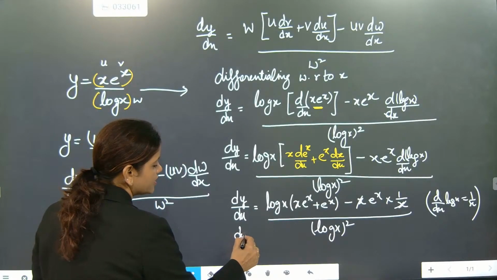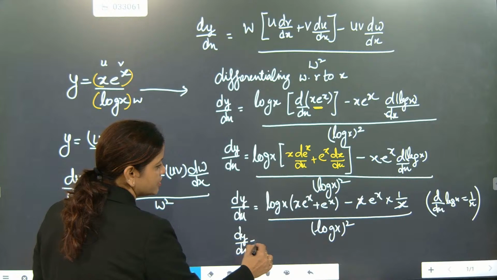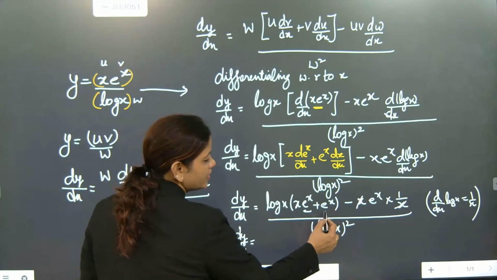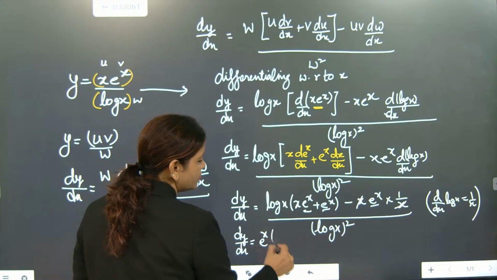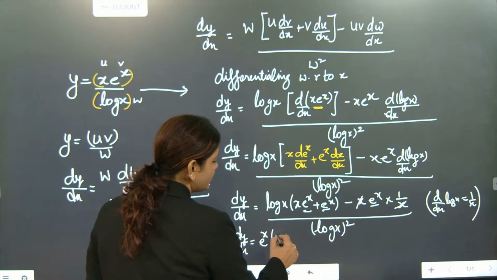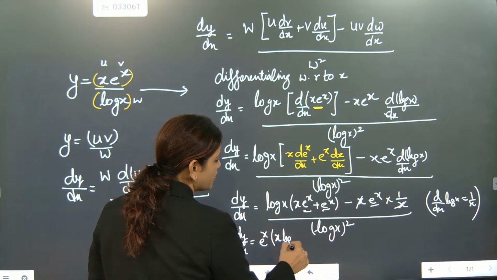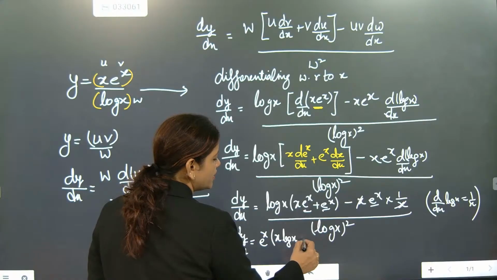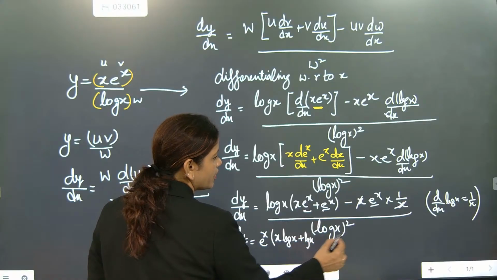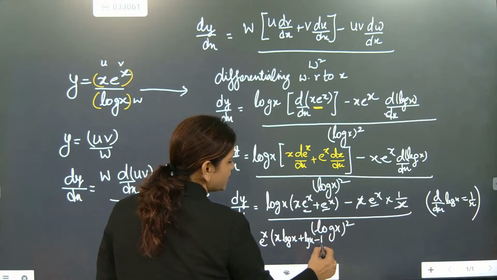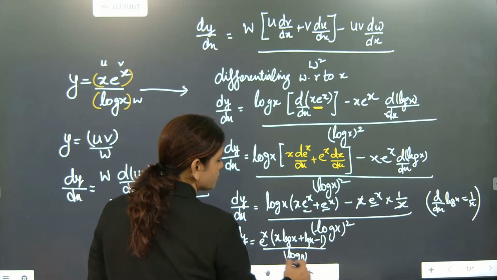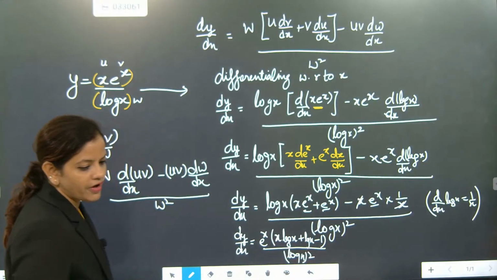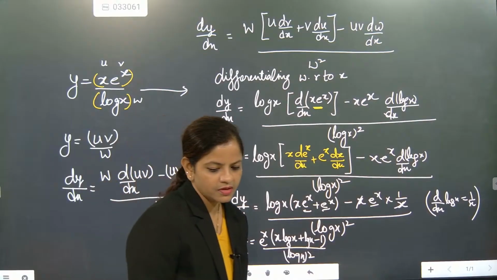What is the final answer? dy by dx equal to, see here e to the power x, here e to the power x, here e to the power x. We will take e to the power x common. One time it will become x log x. Then log x will multiply with 1, it will become log x. And then this part is minus 1 by log x whole square. So this will become your final answer. Understood?